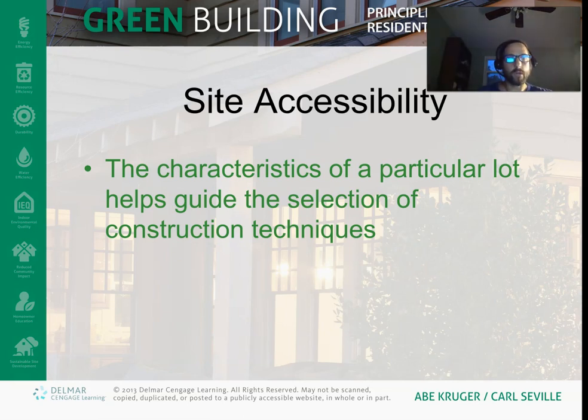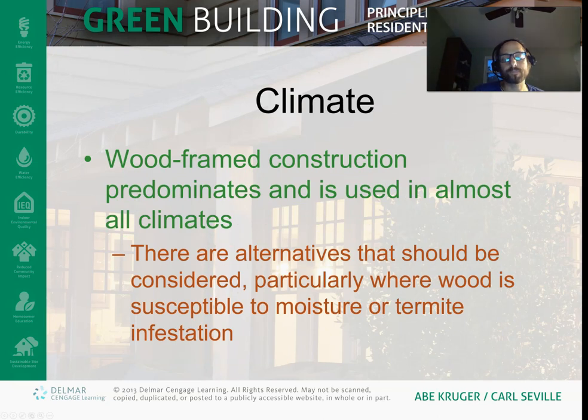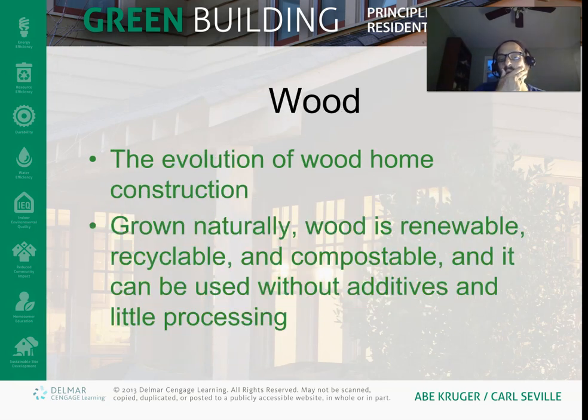Where does the water drain? Where does the sun come in? How does it connect to the local community or the public transportation routes? There's all kinds of considerations once you get into more advanced green design. And again, climate is really important in terms of the materials you use, but also the way you design the house. Wood is the main component of buildings.